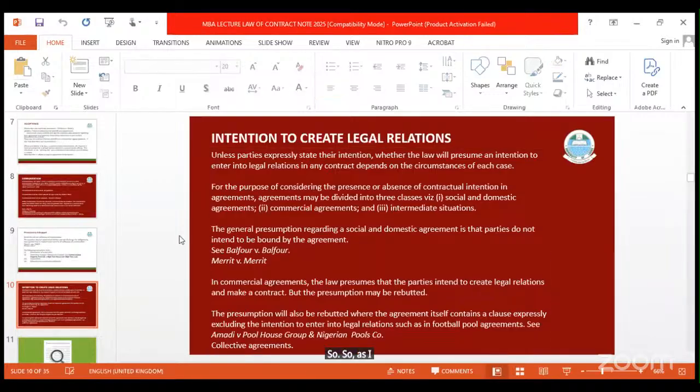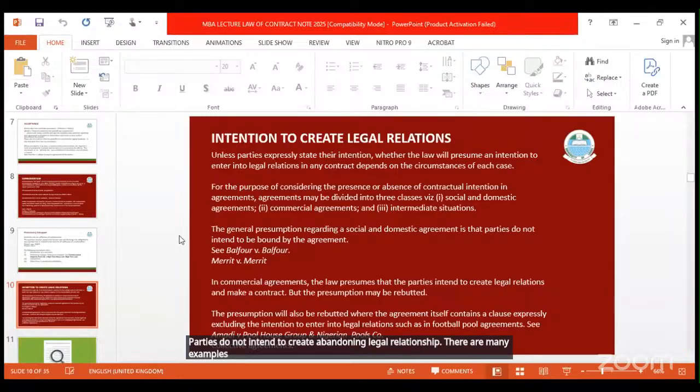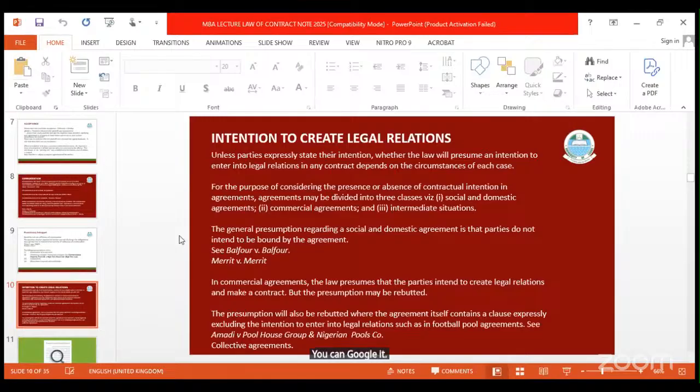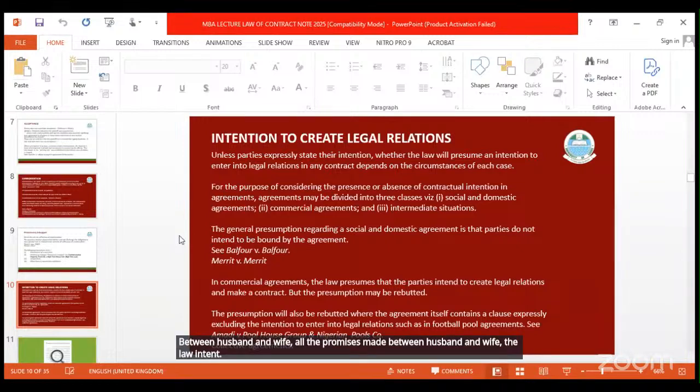So, as I said, the intention is divided. For the first one, that is social and domestic agreements, the presumption is that for all social and domestic agreements, parties do not intend to create a binding legal relationship. There are many examples, like Balfour v Balfour. Anybody can Google it. But one common example is husband and wife. All the promises made between husband and wife, the law intends that there's no binding relationship. That's the general rule.